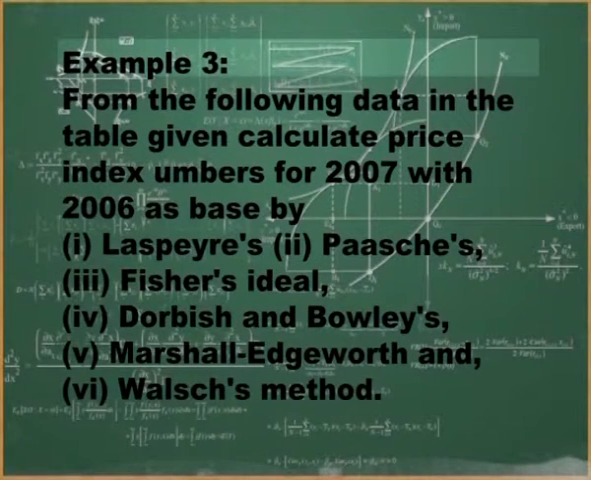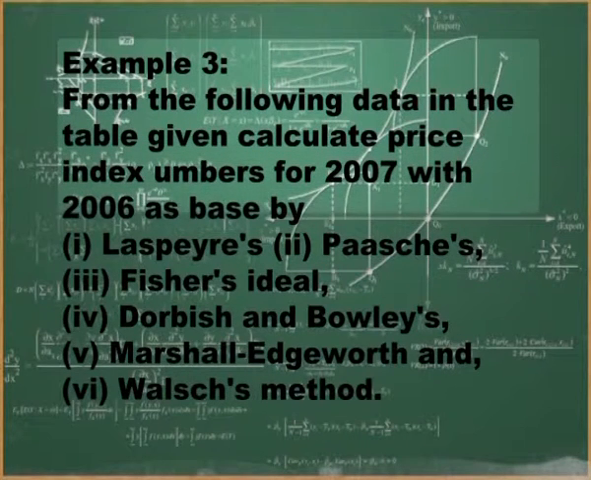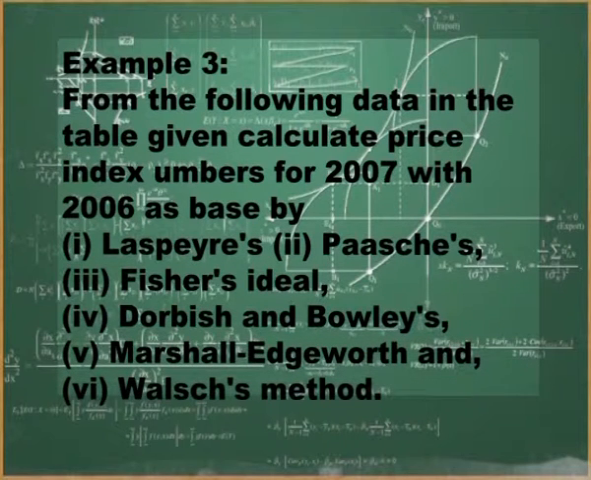Now let's see an example. From the following data in the table given, calculate price index numbers for 2007 with 2006 as the base year by Laspeyre's, Paasche's, Fisher's ideal, Dorbish and Bowley's, Marshall-Edgeworth's and Walsch's method. So we have to do all the methods here.